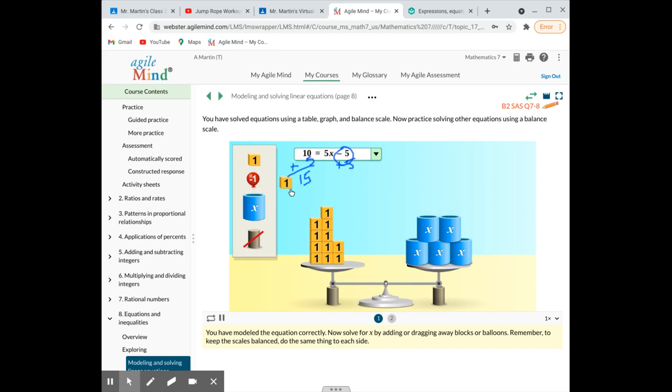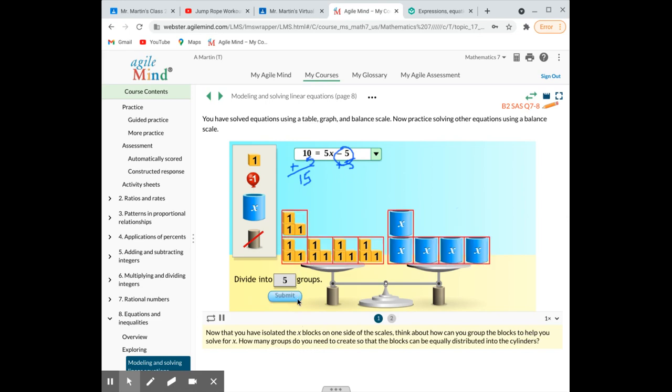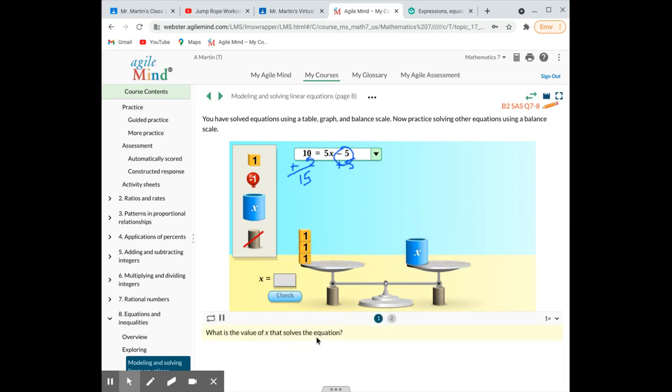They're coming here. And then we got to divide it into how many groups? 5. Good. And so what's our answer going to be? 5. You sure? No. 3, because 15 divided by 5 is 3. Is that making sense to everybody?